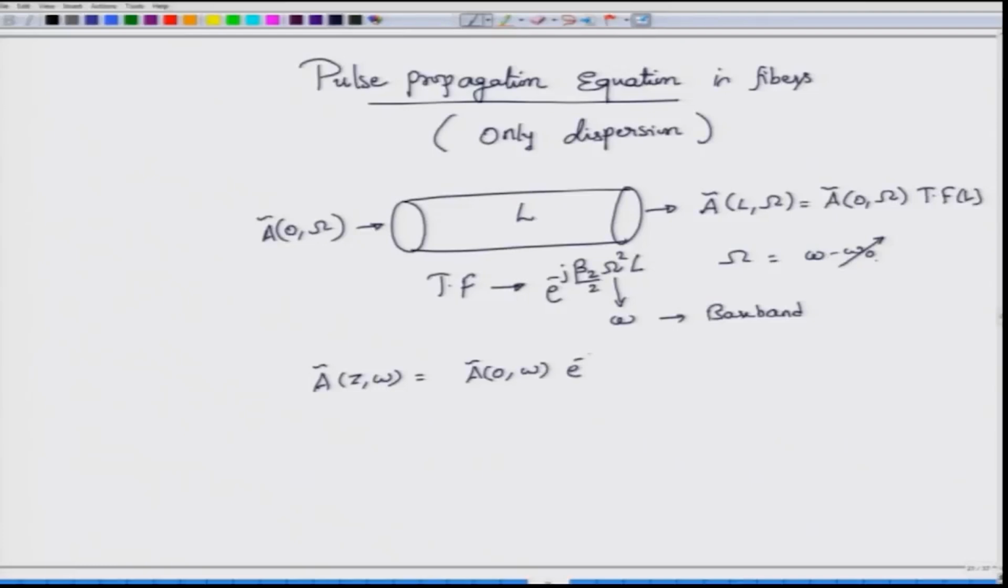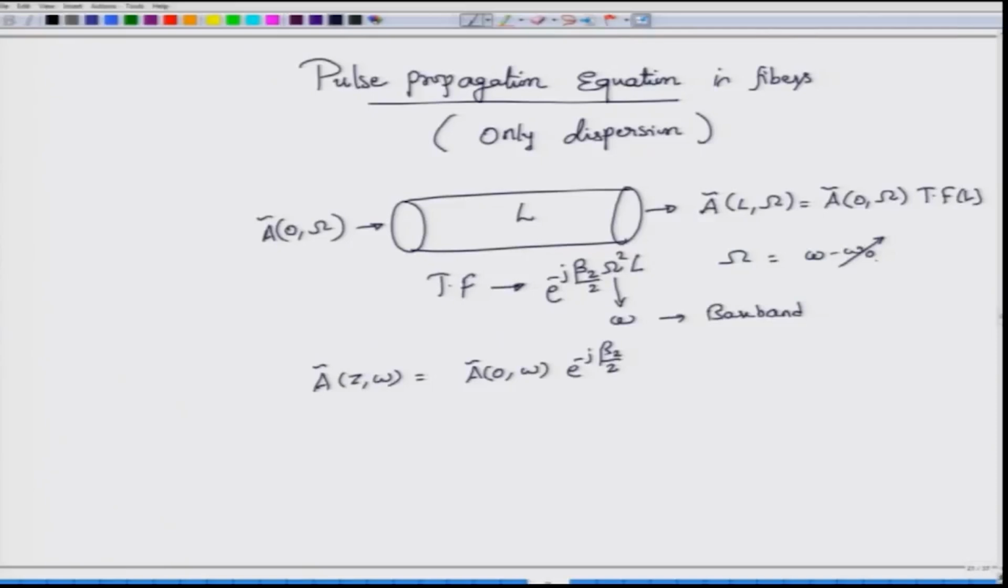This would be multiplied by the transfer function. I have removed the beta 1 term from this transfer function, simply because I know that the envelope, A of z, t, would travel with the group velocity v g. This beta 2, which describes how the group velocity itself changes with respect to omega, is what is called the group velocity dispersion, or sometimes group delay dispersion. These two terms are used synonymously. GVD is what I would call this term because it is easy to remember.